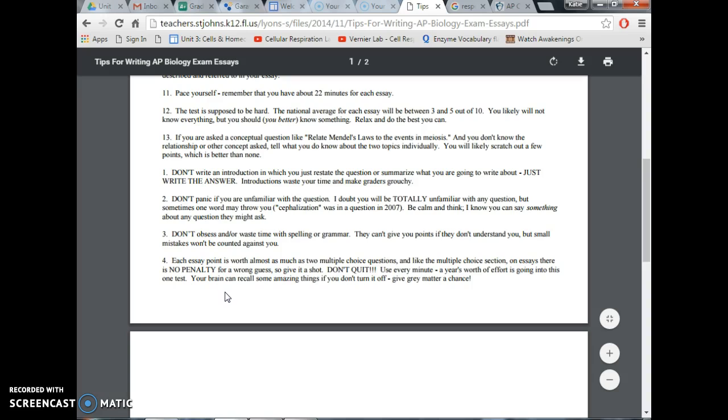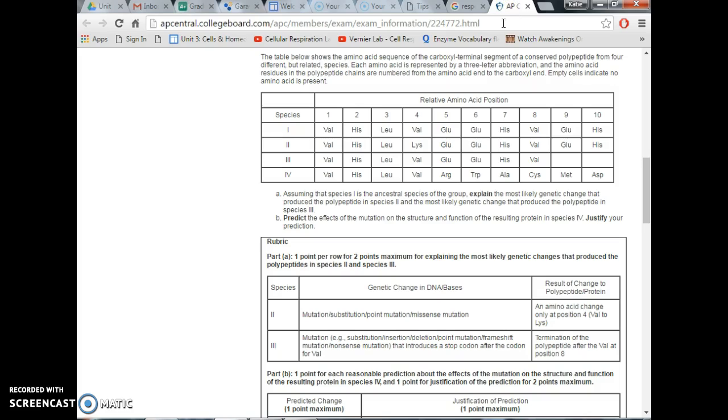So if we look, the AP College Board always gives example questions from years past, and that's what we will be using for our practice free response questions. Here's one question. I believe it was from 2014. It's a 4-point question, so this one should take around 6 minutes to answer.